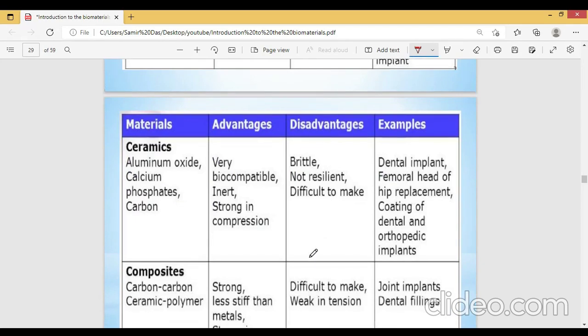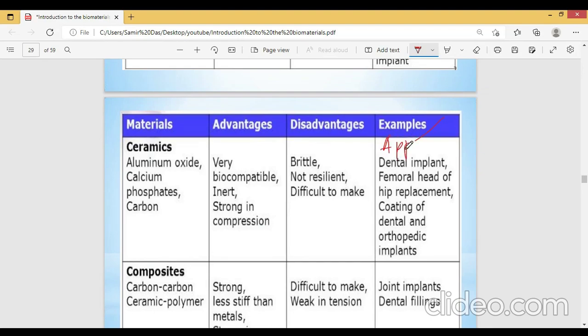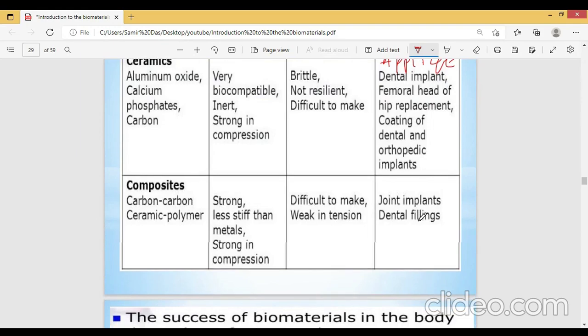Now coming to the ceramic part, like aluminum oxide, calcium phosphate and carbon. Advantage: very biocompatible, inert, strong and cohesive. But the disadvantage is brittleness, not easily moldable, difficult to make. Similarly here the applications are for dental implant, femoral head, hip replacement, coating, and dental and orthopedic implant purposes.